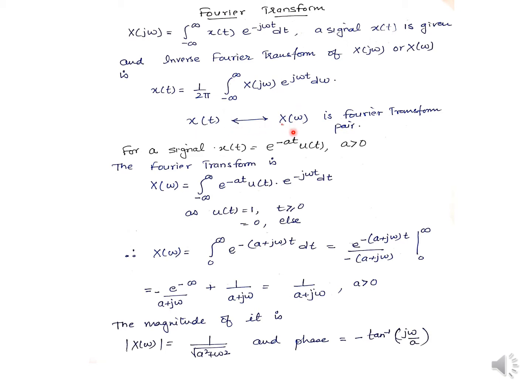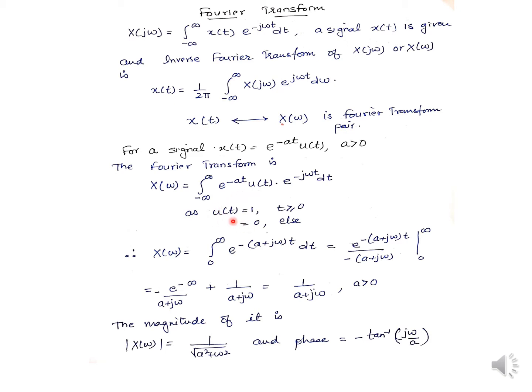So we can say that small xt and capital X omega form a Fourier transform pair. Now just take an example for a signal x of t which is given equals to e raised to the power minus at ut, a greater than 0. The Fourier transform is then again using this formula will be X omega equals to the integral from minus infinite to infinite. In place of xt we are writing e raised to the power minus at ut and then e raised to the power minus j omega t into dt.